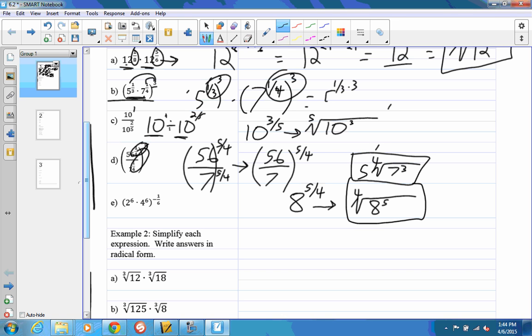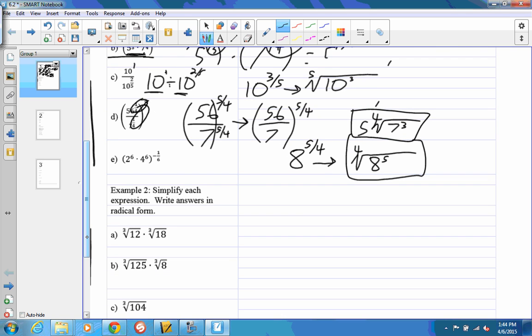Last one. 2 to the 6 times 4 to the 6 raised to the -1/6 power. So first thing, I've got what in this problem? A negative. I like to get rid of those first. All right, so let's do that. 1 over 2 to the 6 times 4 to the 6, all raised to the +1/6. Now that's mucho better.